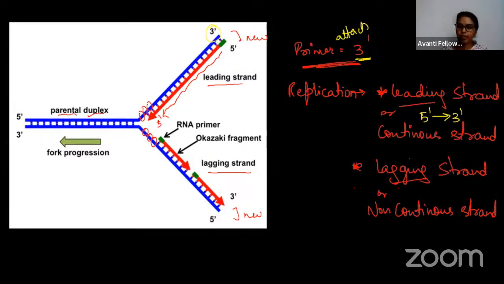Now comes to lagging strand. In the lagging strand, we are familiar with the Okazaki fragments. मतलब it is not continuous. ये part में होता है. ठीक है, formation of strand. So here what happened? So again this is 3'.